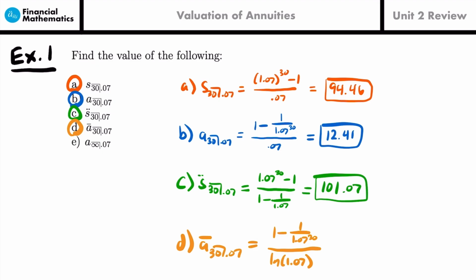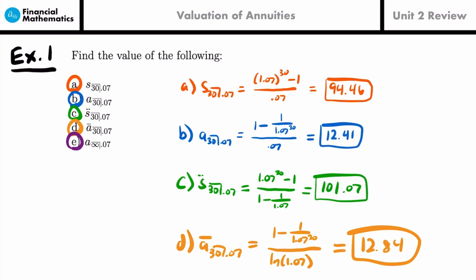But now, plugging all this into your calculator, 1 minus this present value factor divided by the natural log of 1.07 will give you a final answer that the present value of this continuous annuity is $12.84. Okay, now let's move on to our last calculation here.